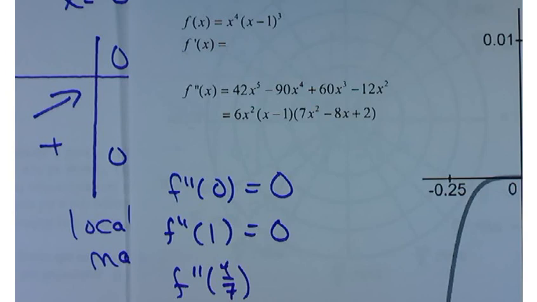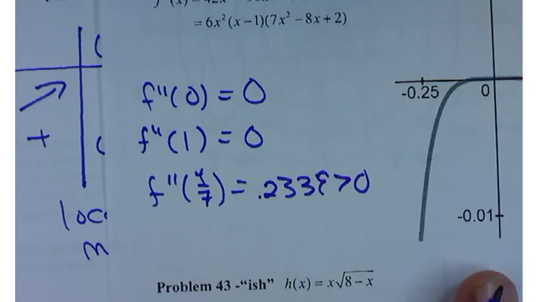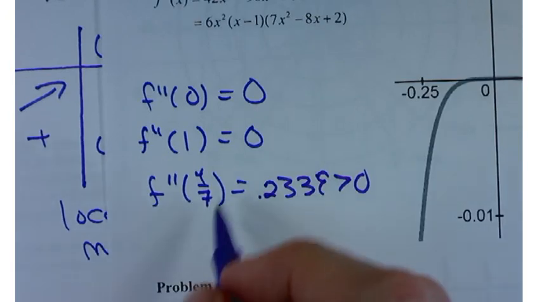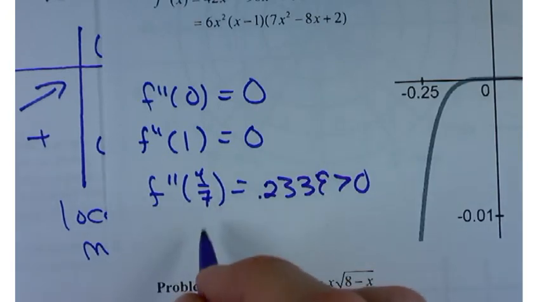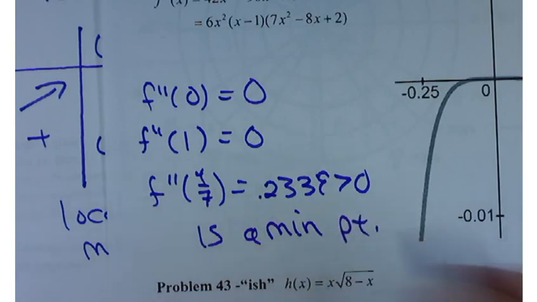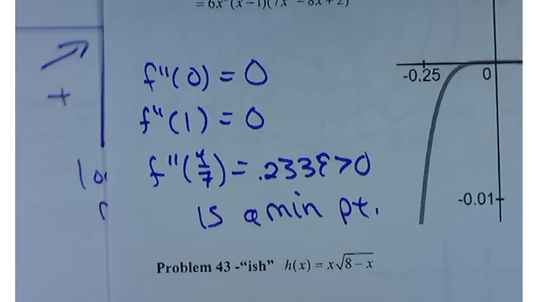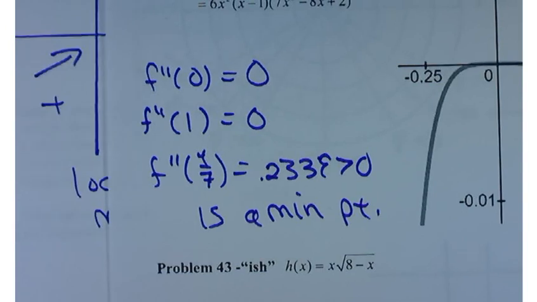If you put in f double prime of 4/7, you get some crazy decimal value, which I think is positive. Let's see, where's my notes here on this one? Yeah, it's about 0.2399. Doesn't matter exactly what it is. It's greater than 0. So the only thing that the second derivative test works for in this case is this one. And if this is greater than 0, this is a minimum point. Okay, I'm going to stop here. We'll have to do a little bit more in this section later.